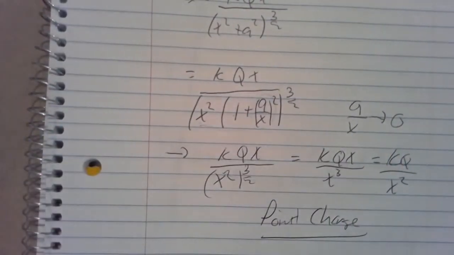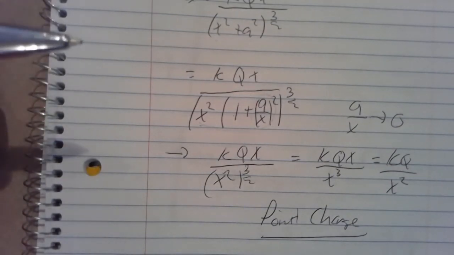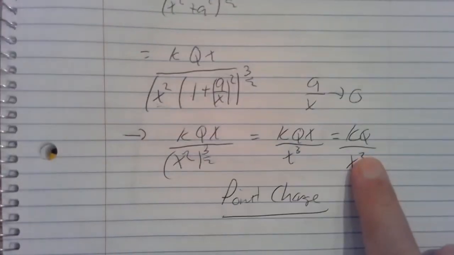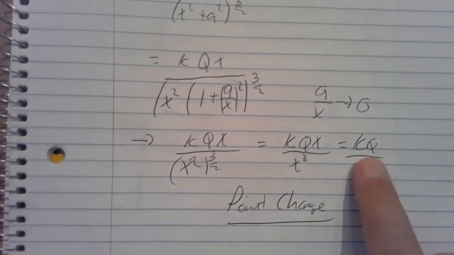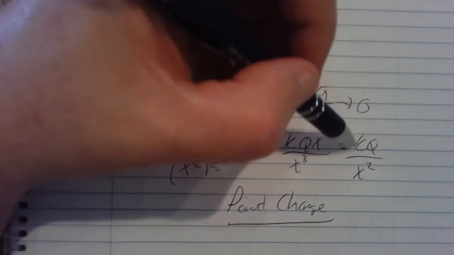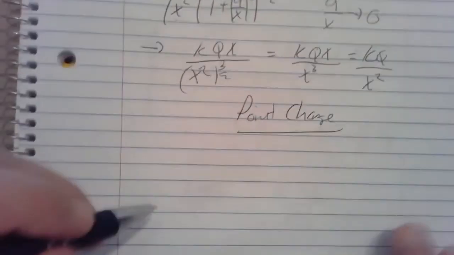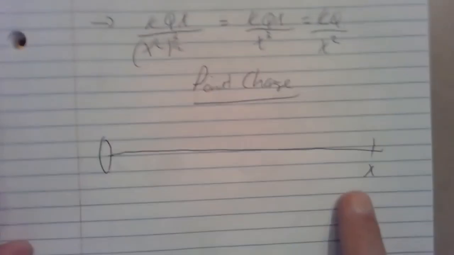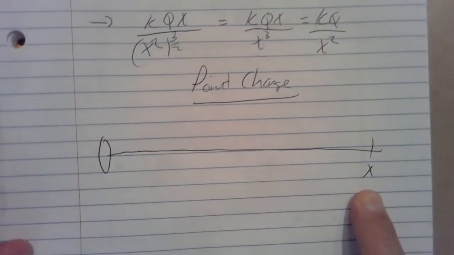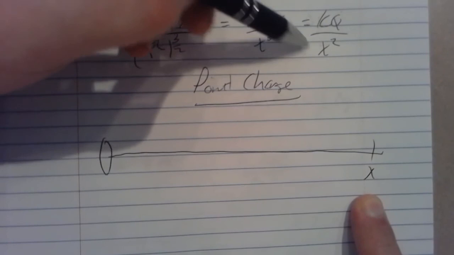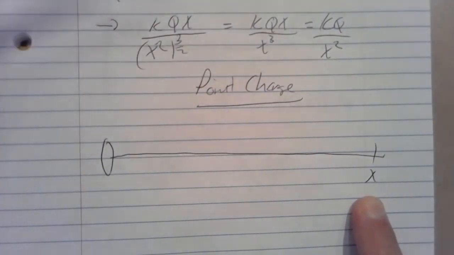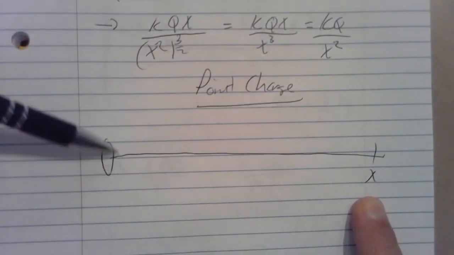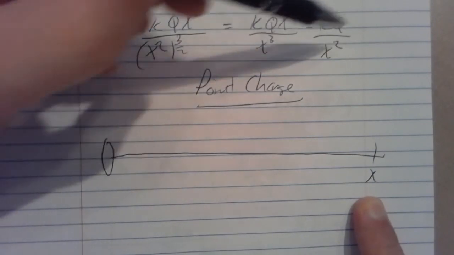So in the limit, as x gets further and further away from the ring, my end behavior, so to speak, is that the electric field will look like kq over distance squared. So I've got some ring, and I'm really, really far. I'm way out here, far away from it. That's Coulomb's law for a point charge. So if you're really far away from a ring of charge, it looks a lot like a point charge.